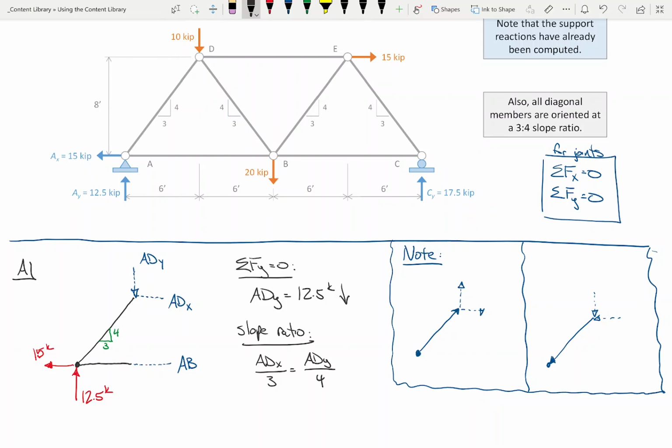With me so far? Now, by the way, before we do any math, can somebody tell me which direction ADX is facing? Is ADX pointing to the left or to the right? Left. To the left, because it's got to be pointed towards the member. So therefore, ADX is 3/4 ADY.